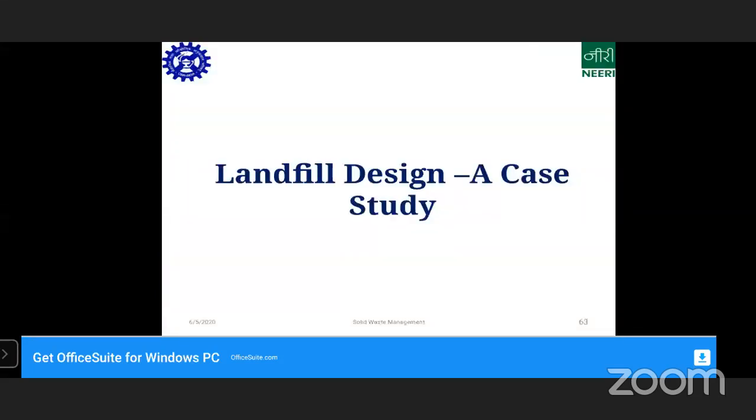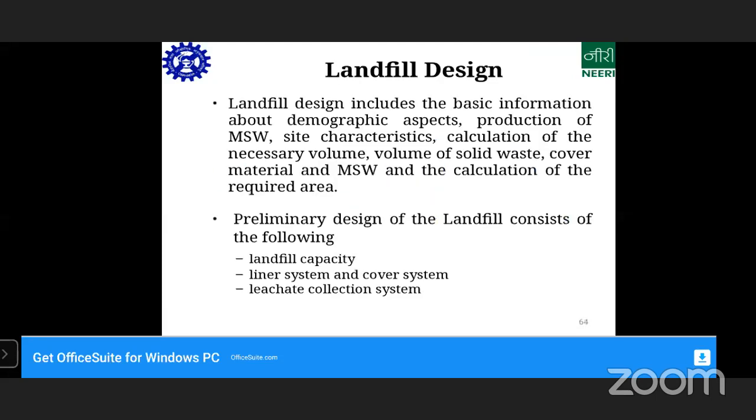Okay. Now we saw the practical problems of leachate, gas, and other issues. I'll take you quickly through a case study of how a landfill is designed and how it is to be accommodated. In landfill design, the pre-design part is very important: to assess the landfill capacity. As I said, it has to be designed for 25 years, so you construct accordingly. Then you have your liner and cover system, and your leachate collection system and gas collection system.